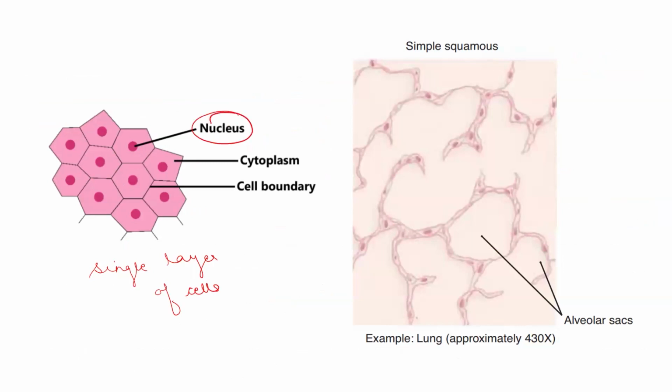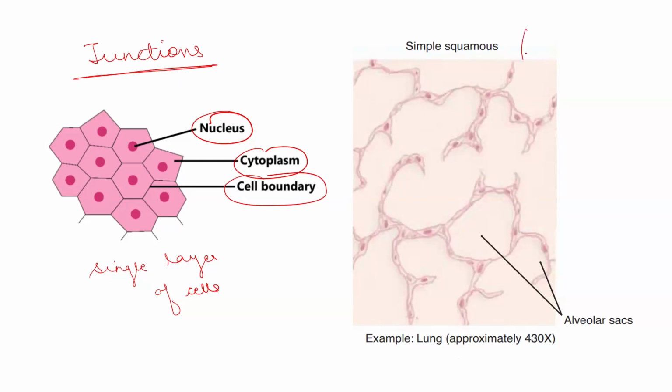So we know that a cell consists of a nucleus. It has a cytoplasm which surrounds the nucleus, and a cell boundary. These different cells are connected with the help of various junctions, which we will also see. They can be tight junctions, gap junctions, etc.